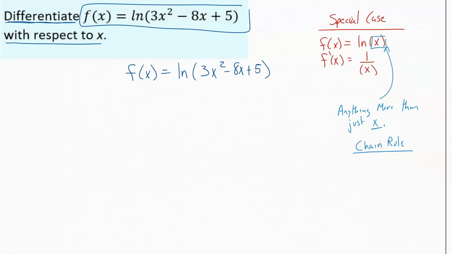Looking at our example, we definitely have something more than just a basic x going on inside our natural log. So that x has been replaced. So that means we need to run a chain rule. And my chain rule recipe that I use goes d in times d out. The derivative of whatever is inside that function times the derivative of the outside piece. So looking at our specific situation, 3x squared minus 8x plus 5 is inside the natural log. So that is our in piece.